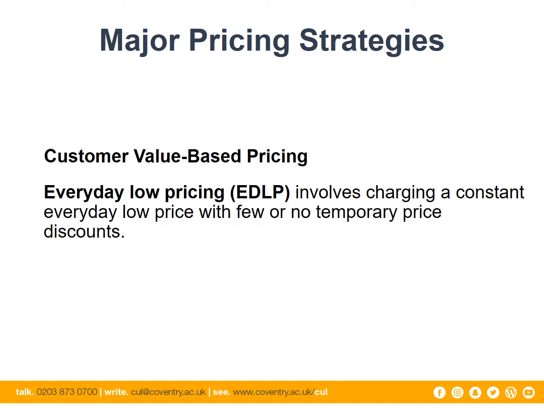Now, we've got two types of customer-based value-based pricing: we can view it in terms of either everyday low pricing or everyday high pricing. If we think about everyday low pricing, EDLP, this involves charging a constant everyday low price with few or no temporary price discounts. And if you go into Lidl, you can see a lot of products there with constant everyday low pricing, in terms of core product items like bread and milk.